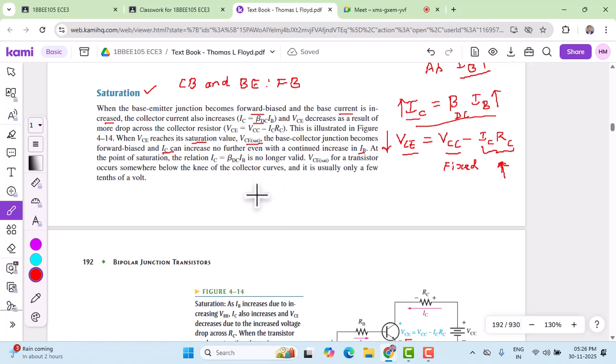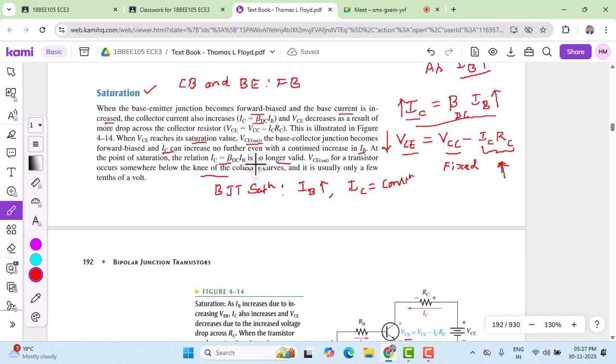So let's assume that the BJT has reached the saturation region. Now an increase in the IB value is not going to increase IC. IC remains constant. So the equation IC equals beta DC times IB is not a valid equation in the saturation region, and we can make this out in the knee region of the collector curves that was already shown.